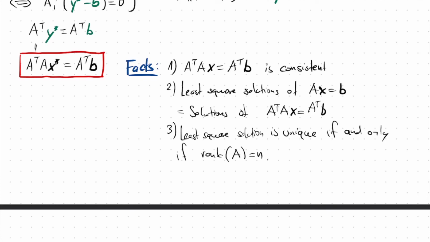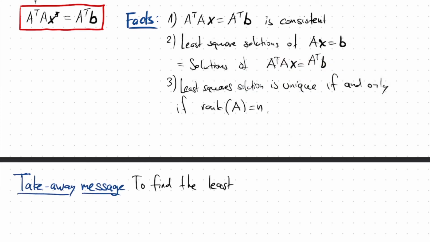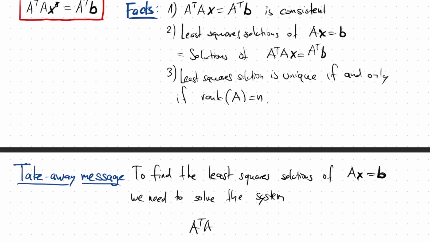If the rank of A transpose A is n, it turns out that this is the same as saying that the rank of A is n, by a similar reason. So the takeaway message here is: to find the least squares solution of a linear system Ax equals b, we only need to solve the system A transpose A x equals A transpose b.